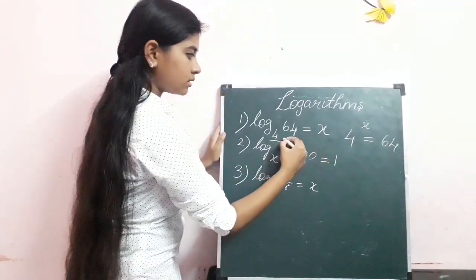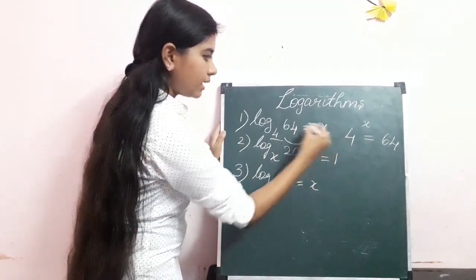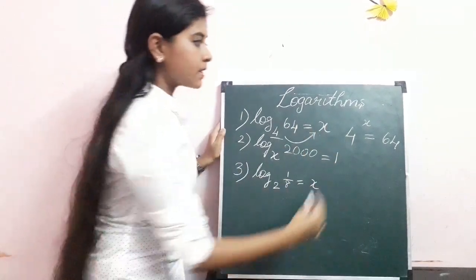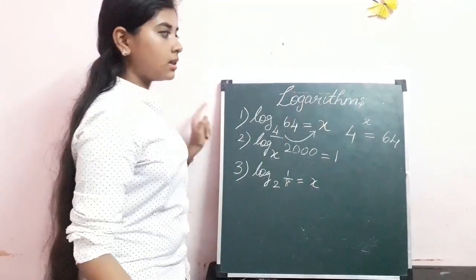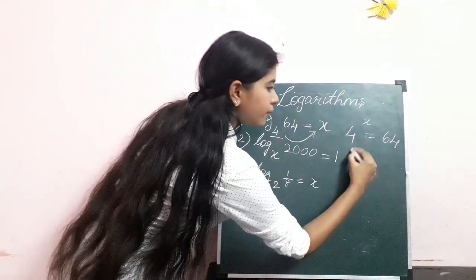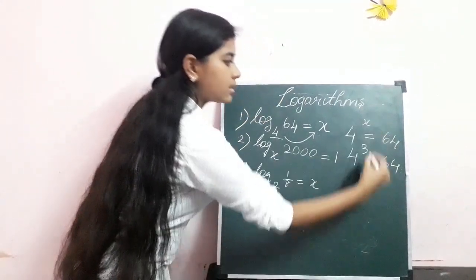So it goes like this. 4 raised to the power x equals 64. Okay. So 4, how many times when it multiplies gives you 64? 4 to the power 3 gives you 64. So your x is 3.